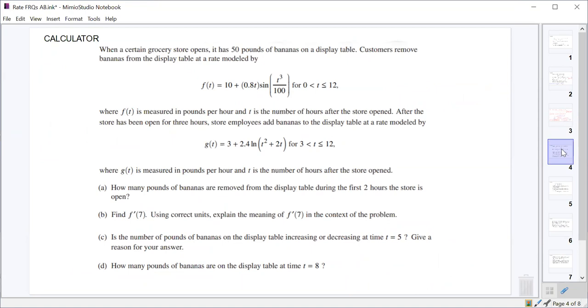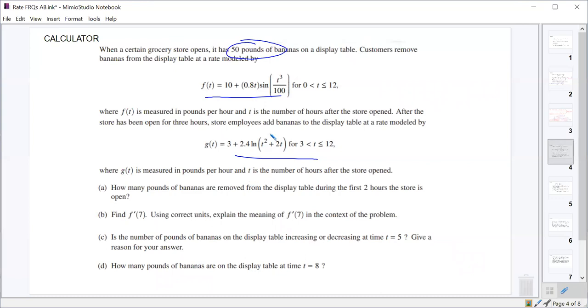So let's see here. In part A, well, okay. So first off, they're giving us an initial condition. So the grocery store opens with 50 pounds of bananas, and then customers are removing the bananas at this rate for 0 to 12 hours. And then after the store has been open for 3 hours, they start adding bananas at this rate. So from 3 to 12, they're adding bananas at this rate, and they're both measured in pounds per hour.